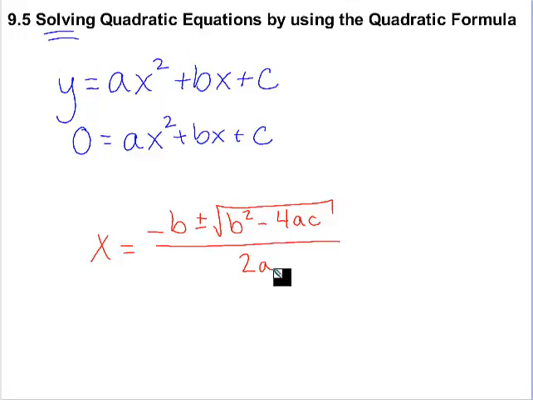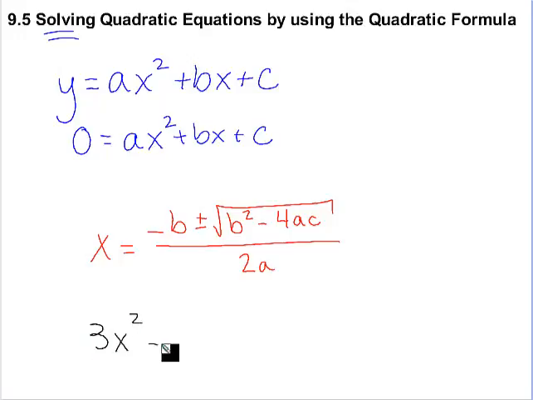So the best way really to remember this is by a song. All right, it goes to, well, tough. See if you can name the tune when I get done. It's x equals negative b plus or minus the square root b squared minus 4ac all over 2a.